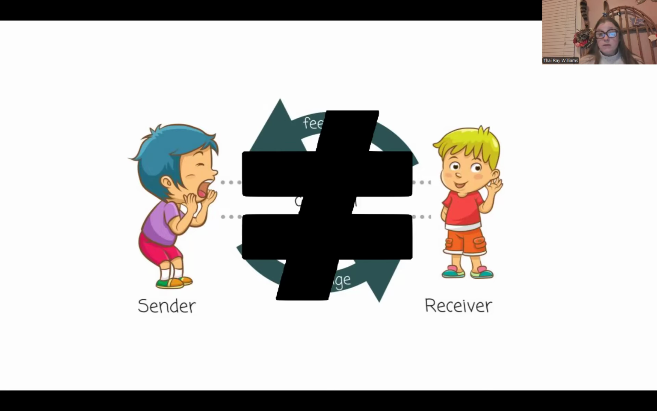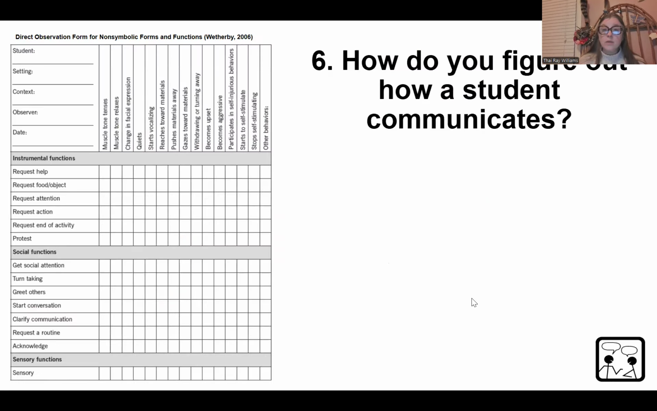You can also have it the opposite way. I always find it really interesting, I had a preschooler with Prader-Willi syndrome, and his expressive language was amazing. His receptive language, not as strong. He could express way more than he could understand, than he could receive. So, again, remember, those are not always equal.